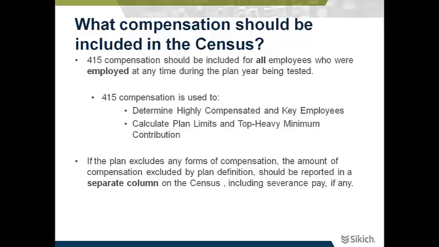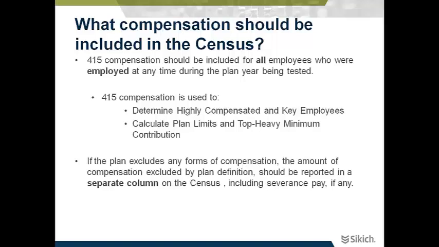And what compensation are we looking at when we are submitting our censuses? What we'd like to have on the census is 415 compensation. It should be included for all employees who were employed at any time during the plan year being tested. 415 compensation is used to determine highly compensated employees, key employees. We use it to calculate plan limits and the top heavy minimum contribution.